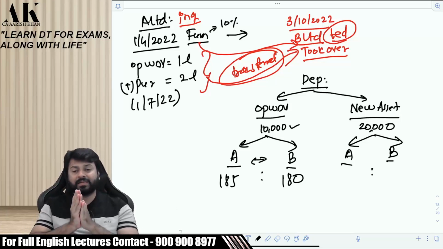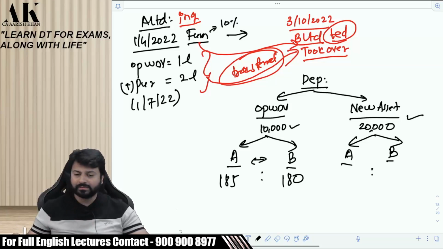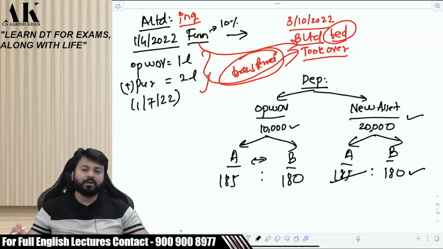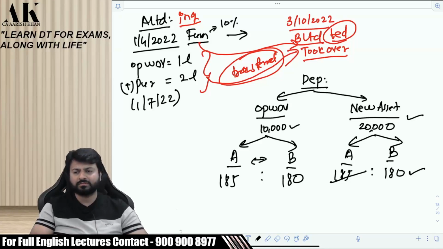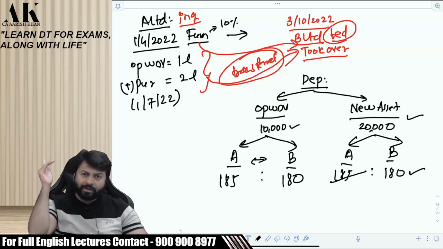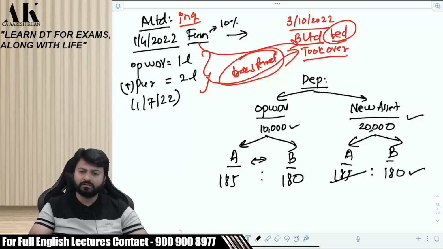Please answer. What about this new asset? With this new asset, is it also 185 to 180? Obviously, no. 180 is correct, but not 185. For B, it is 180 days because B is using from 3rd October to 31st March. But now A is not using from 1st April. A is using from July. Are you able to understand this?